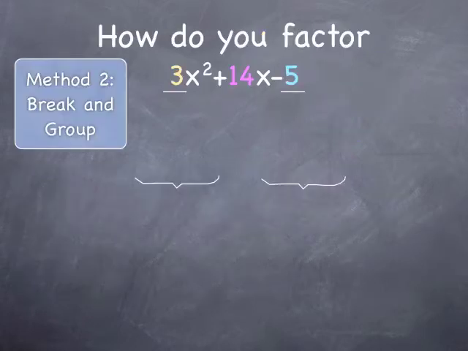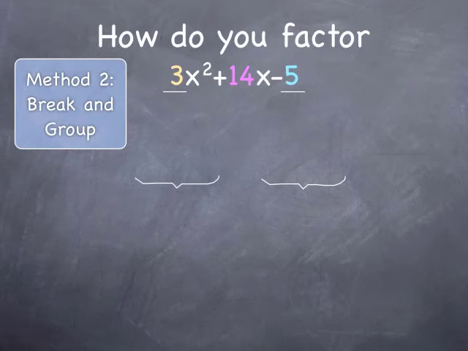A second method that I'll show you for how to factor a trinomial like this is called the break and group method. The break part is that we're going to break the middle term apart into two like terms that add together. The group part is then we're going to group the equation into two separate chunks that we can factor. I'll walk you through an example first, and then there'll be an example that you can do at your own pace.